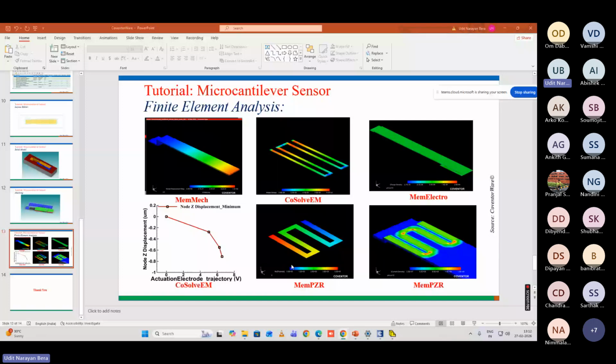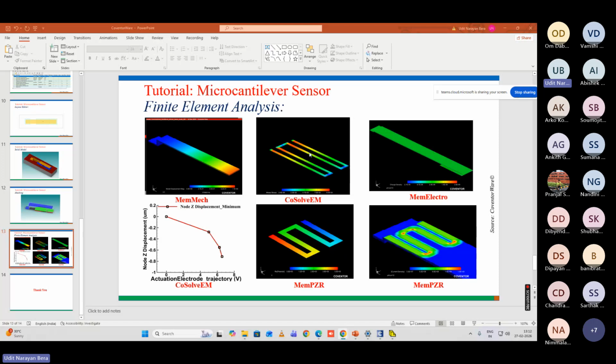You can see the MEMS piezo data, this is the voltage distribution, and this is your current density distribution. In MEMS electro, you can also check charge distribution, and these are the results you have already seen. So using CoventorWare, you can easily design a cantilever sensor, modify it, and deposit a piezoresistor in your own style.